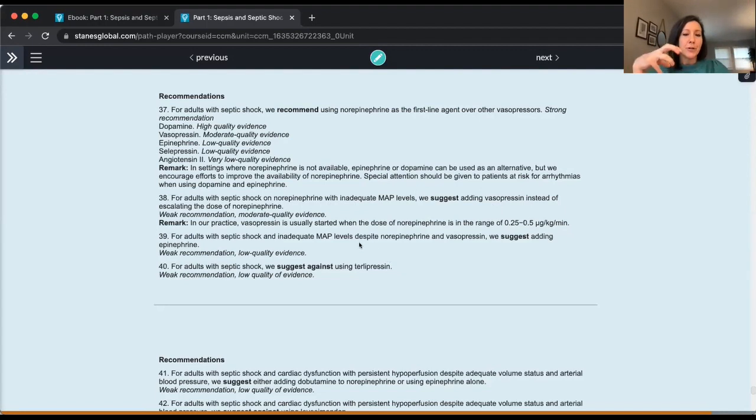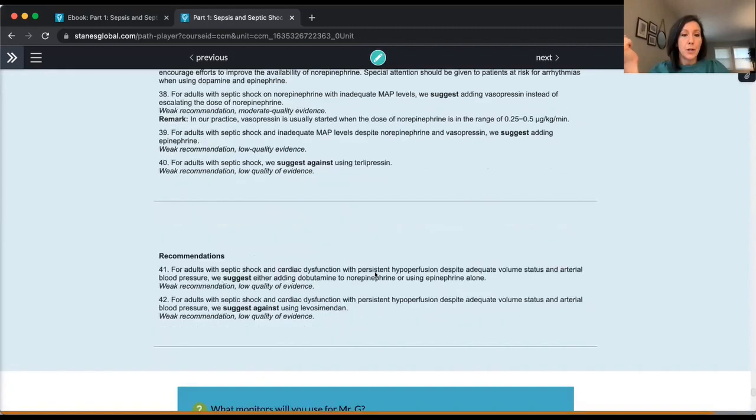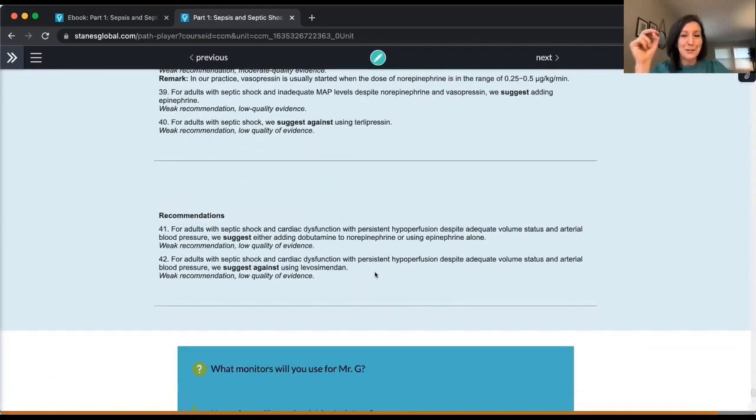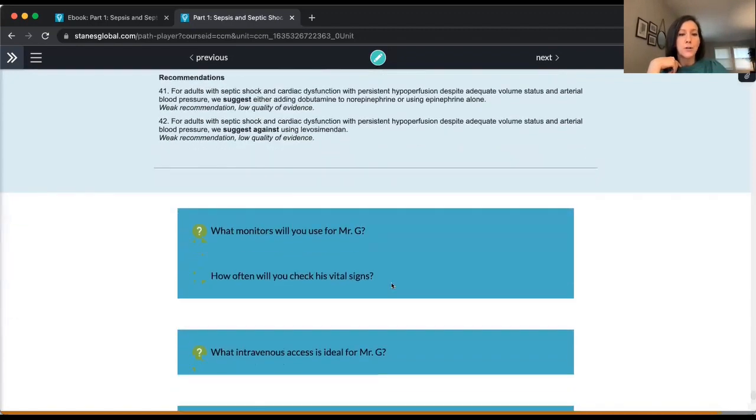If you can't get your mean arterial pressure up and you're on norepinephrine and vasopressin and your volume replete, then you can add epinephrine in addition. So that's 3 pressors plus volume. Patients in septic shock, they do not want you to use terlipressin. Okay, I'll let you read more about that on your own since we're almost out of time. We have literally 2 minutes. So adults with septic shock, add dobutamine or norepinephrine or use epinephrine alone when you have cardiac dysfunction and hypoperfusion despite pressors. Okay, if you have septic shock and cardiac dysfunction with hypoperfusion, they do not want you to use levosimendan.